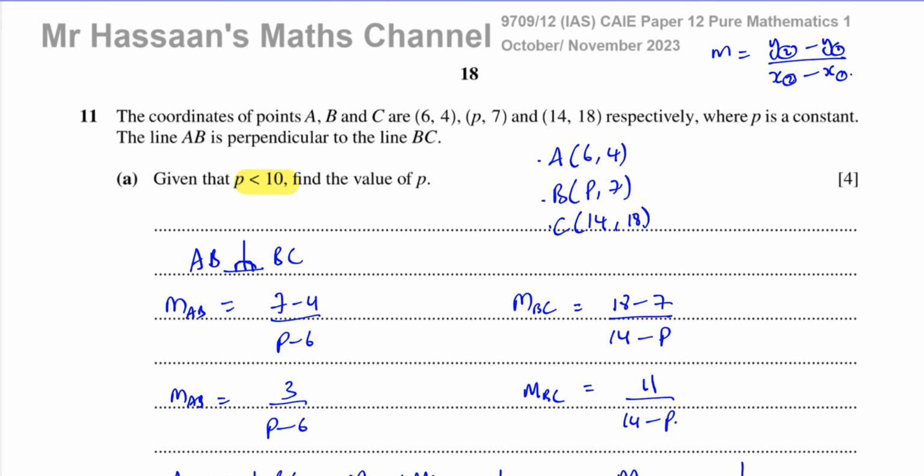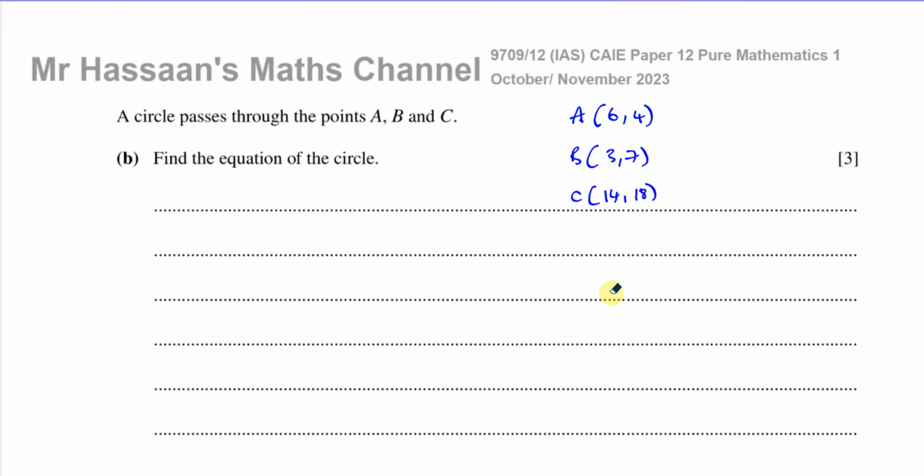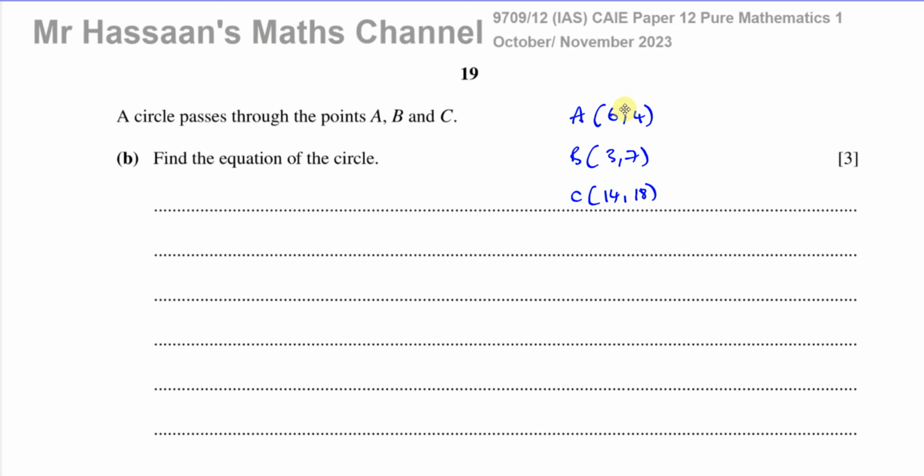Now for part B, it says a circle passes through the points A, B, and C. Find the equation of the circle. So here we have A, B, and C. We know that the circle passes through these points. We also know from the last question that AB is perpendicular to BC. And that's a key to answering this question.